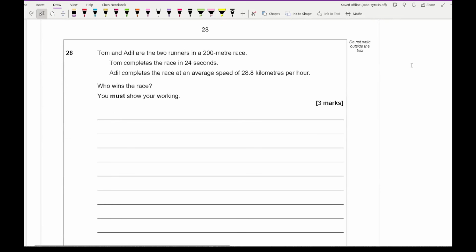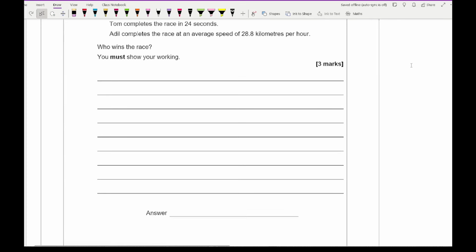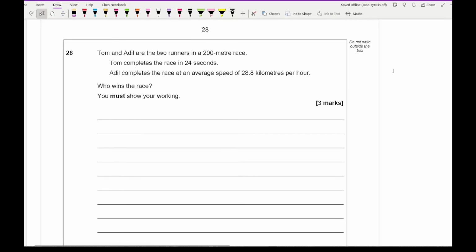Then moving on to question 28, it says Tom and Ardil are 2 runners in a 200-metre race. Tom completes the race in 24 seconds. Ardil completes the race at an average speed of 28.8 kilometers per hour. Who wins the race? Now for this particular question, there are so many different ways in which you could answer this question. And again, going through them will just prolong me talking and going through this paper, which I'm sure you're getting tired of. So for this, we're just going to compare the speeds of these. So now to compare the speeds, we need to make sure that the units are the same. So we already know the units for Ardil, who's in 28.8 kilometers per hour.